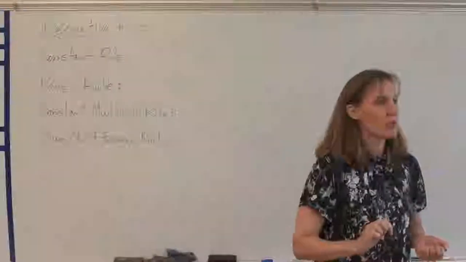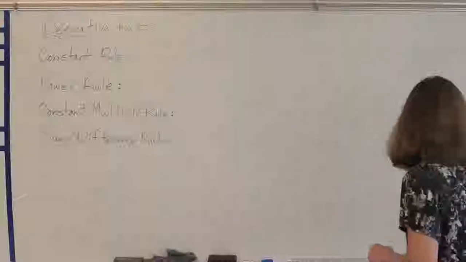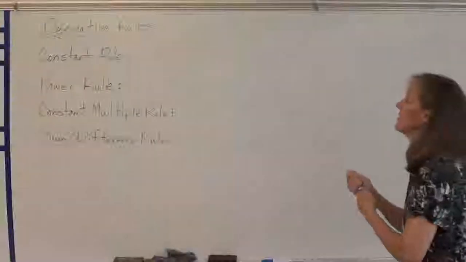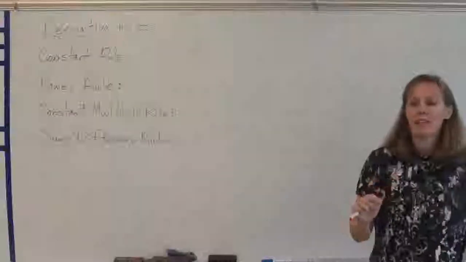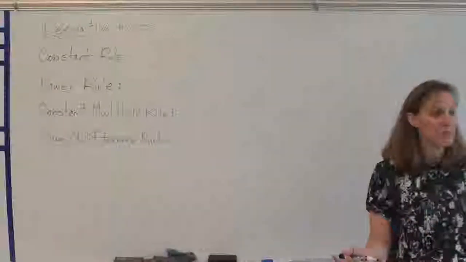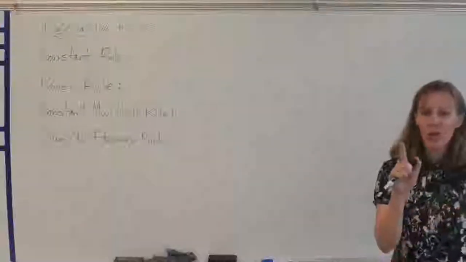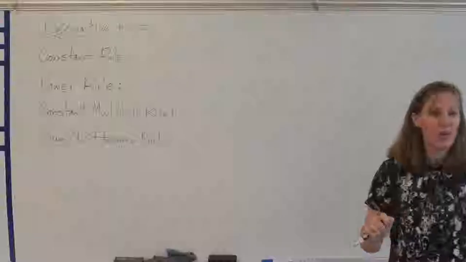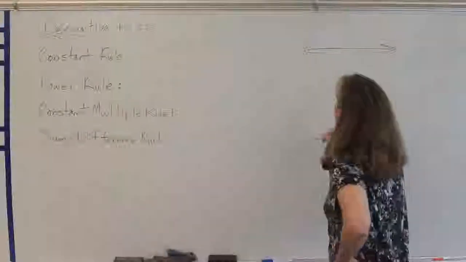But one of the rules we're going to derive. We're going to come up with it on our own. But the first rule we're not. The constant rule. Does anyone know what a constant function looks like? It's a line, but it's not just any line. It's a horizontal line, right? Horizontal line. So if I were to draw a horizontal line.